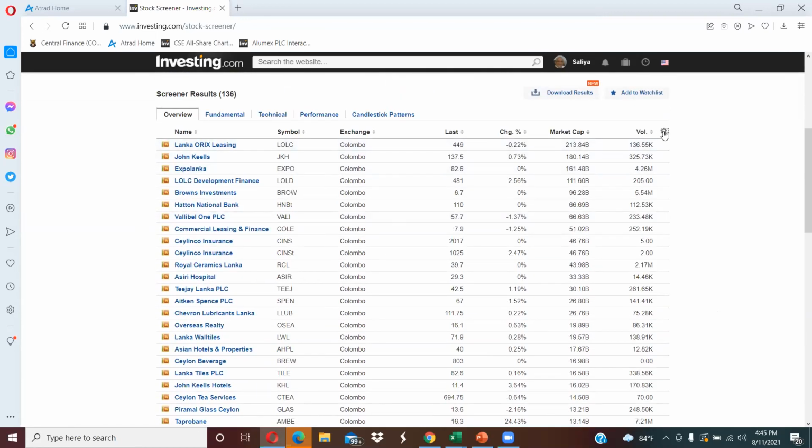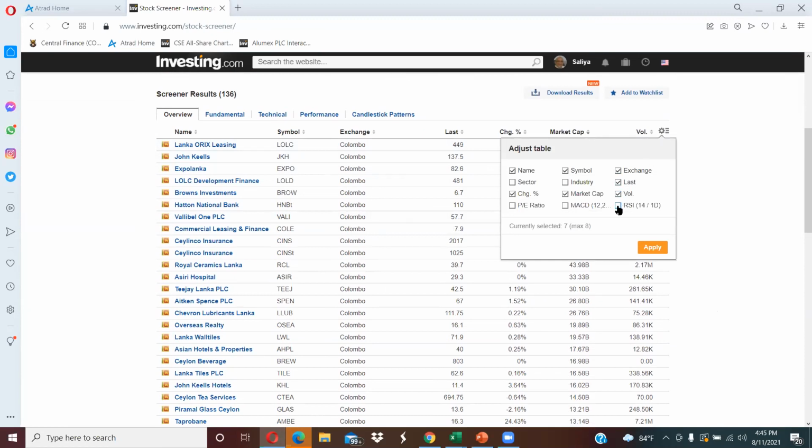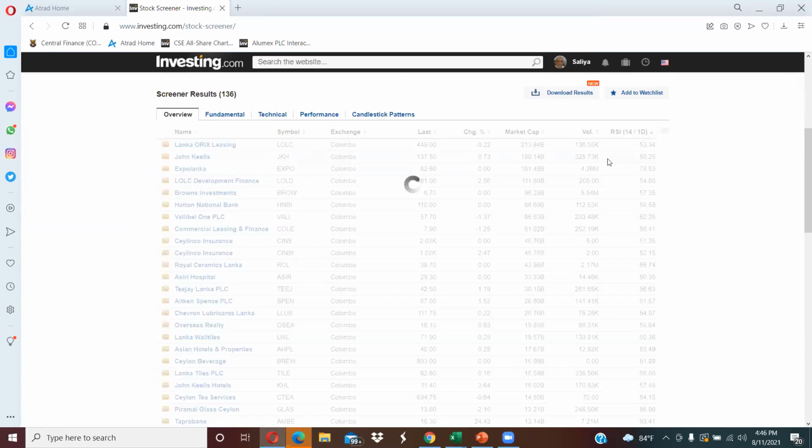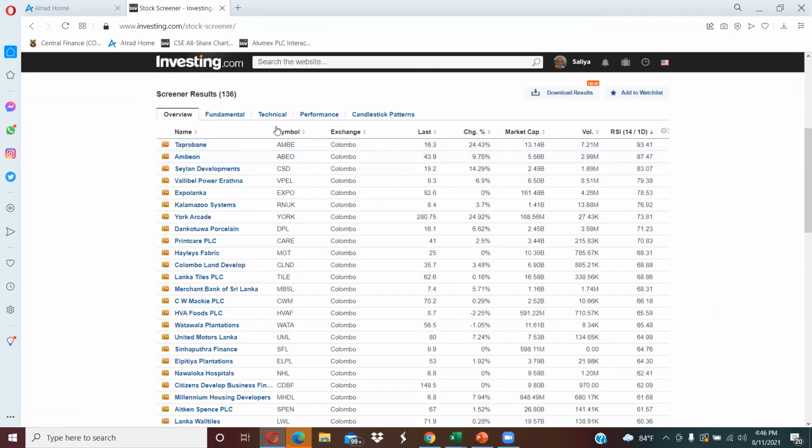In the settings icon, we click on that, choose RSI and apply. Then we will be selecting from the highest to the lowest. Now these are the highest and it goes on to the lowest within the 50-point range. Then, as I mentioned, you can have two approaches. One is you can choose the most active counters, right?